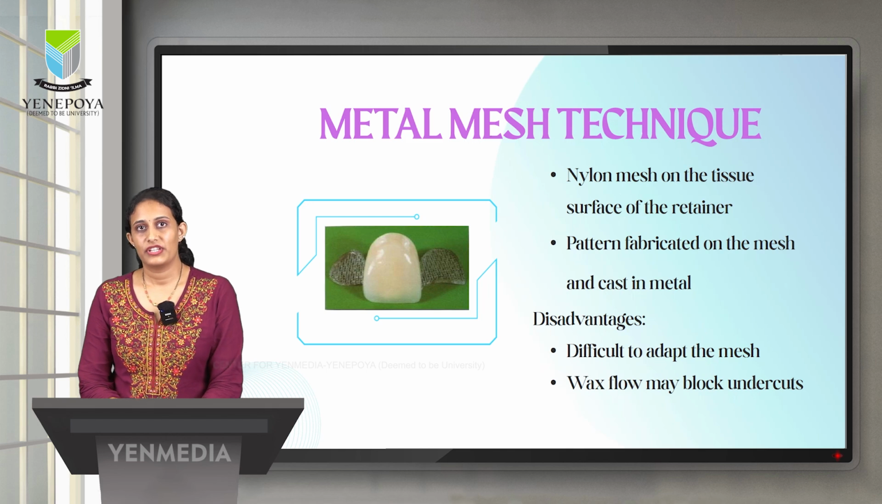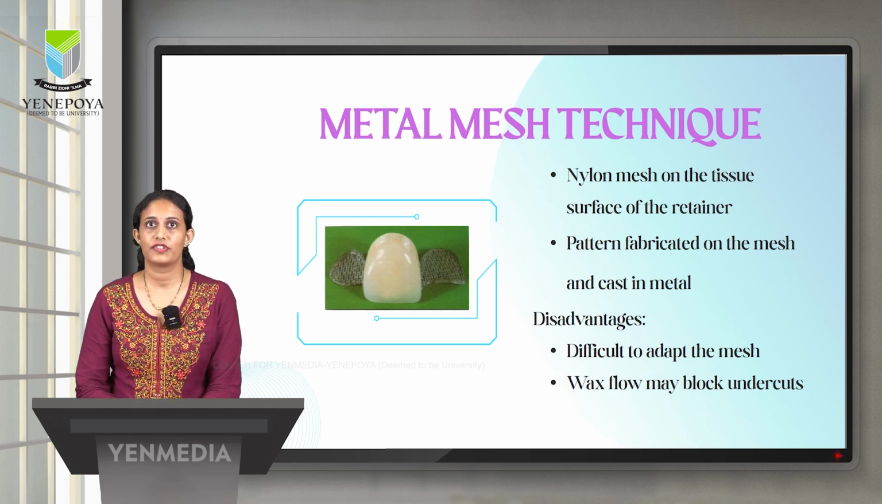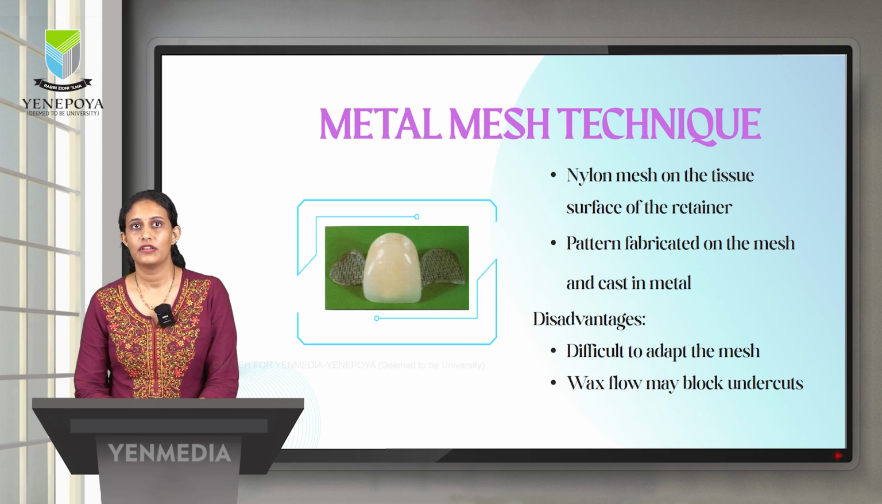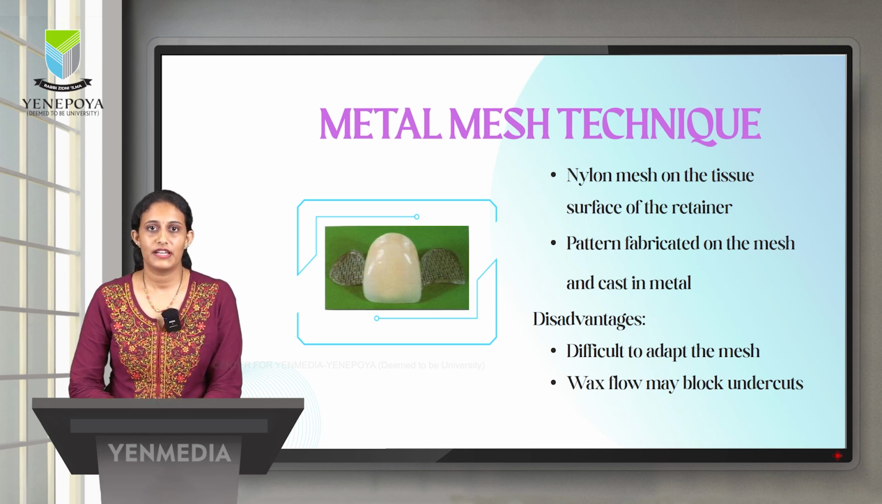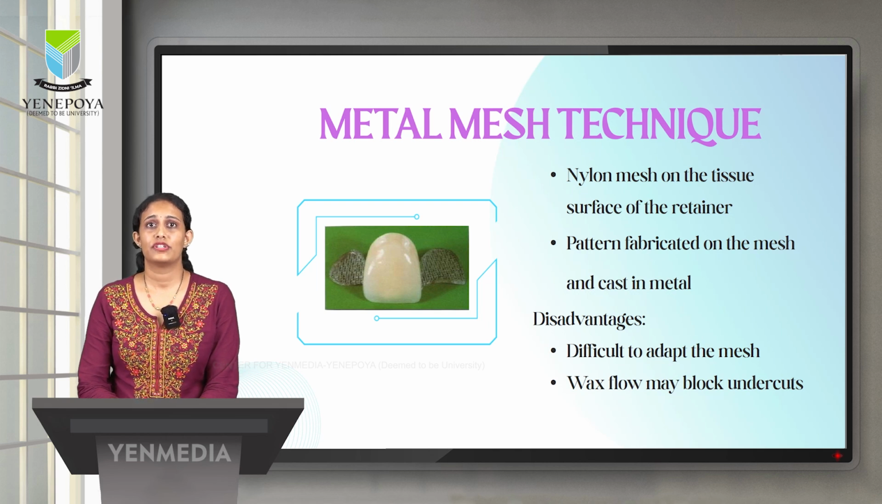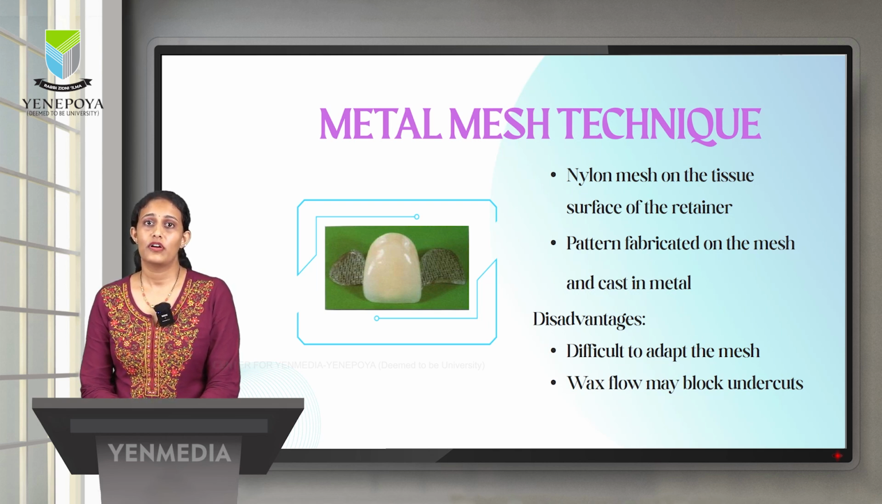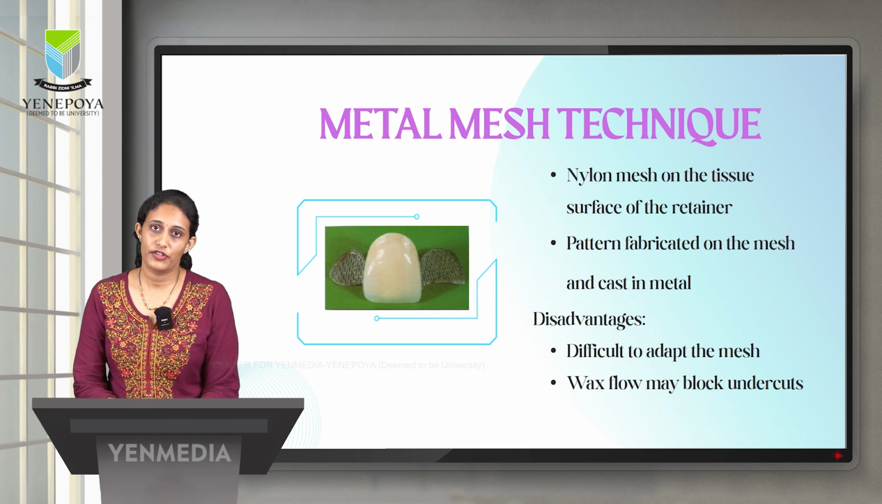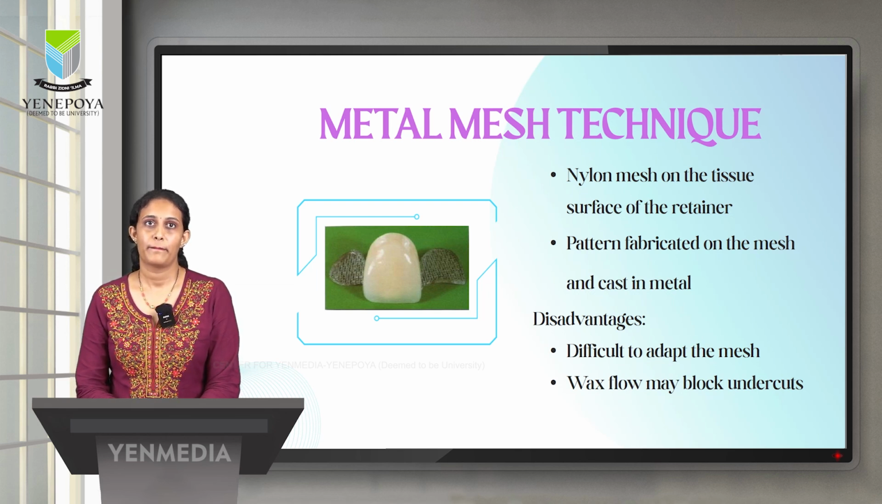Now in the metal mesh technique, there is a nylon mesh that is placed on the tissue surface of the retainer. The pattern is fabricated on the mesh and then it is cast in metal. The disadvantage of this is that it is very difficult to adapt the mesh, and if the wax flows into the undercuts, it will block the mesh that we require for the bonding process.